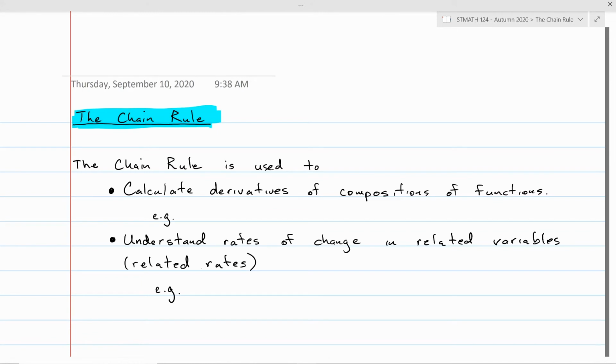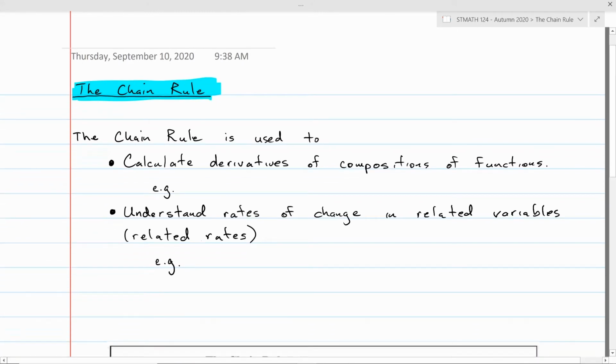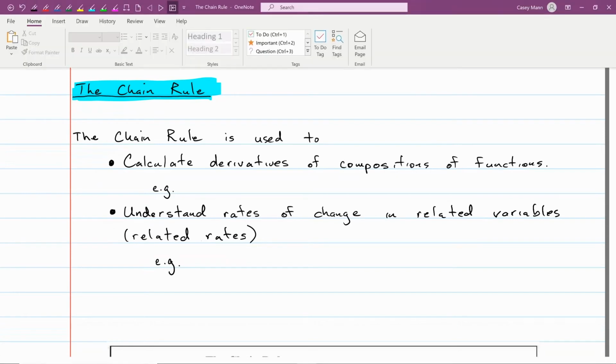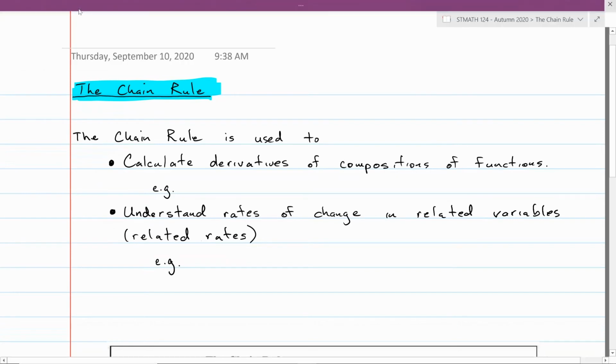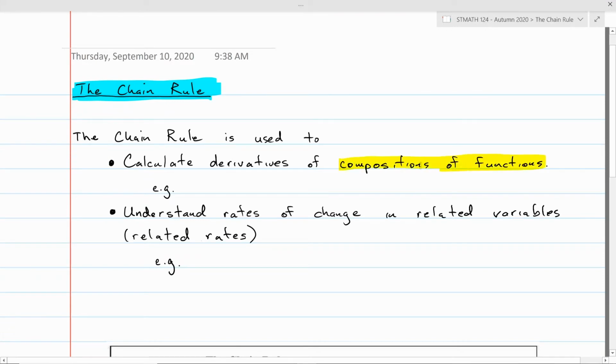Today's topic is the chain rule. So what's the chain rule? What's it good for? Well, it's a pretty important rule, and the two big uses of it are, one, we use it to calculate derivatives of compositions of functions. So whenever one function has been sort of put inside of another function.